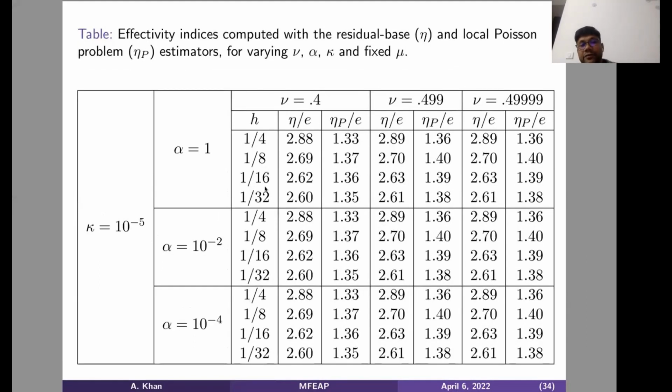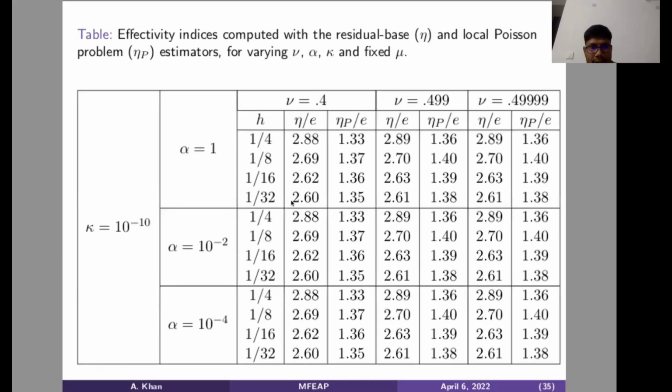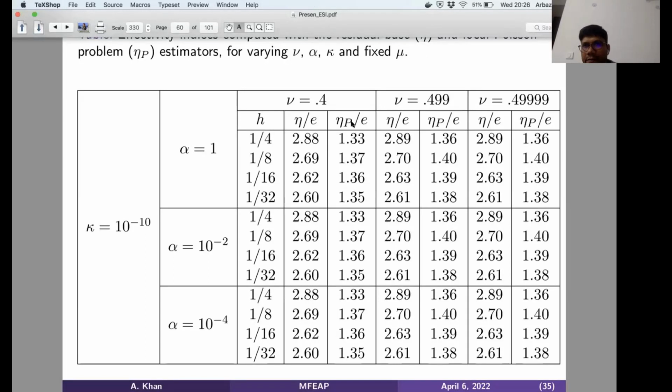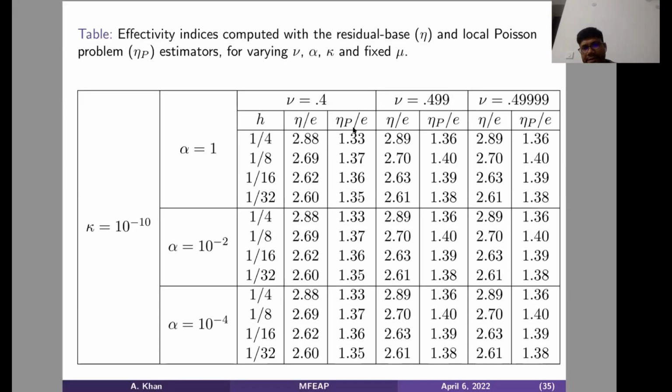If I'm going to see different choices of parameter, this permeability 10 to the power minus 5, again, we are getting similar types of result, which ensure that our estimator is robust also with respect to kappa. The third choice is kappa equal to 10 to the power minus 10. And again, we are getting similar types of result, which ensure that our estimator is robust.